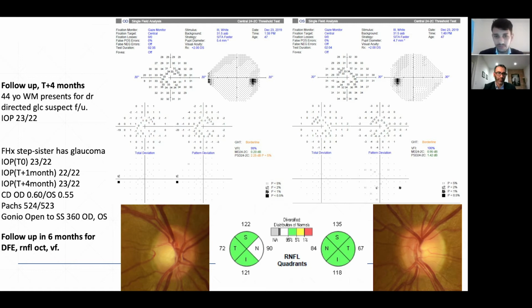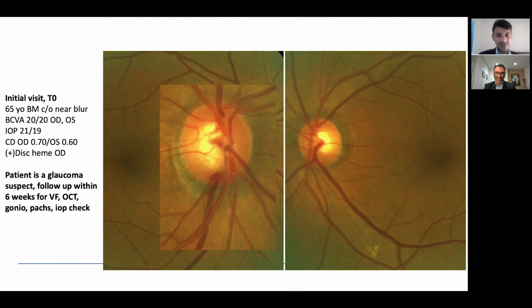So at this point, still a glaucoma suspect. Want him back in 6 months. We're going to repeat his testing, and the more data we have, of course, the better our decision-making process is going to be. So this patient is a little more interesting than our other glaucoma suspects.